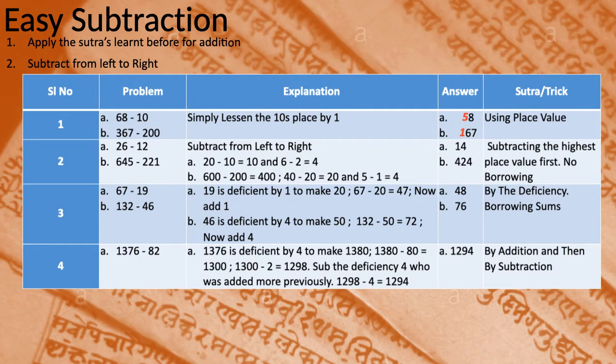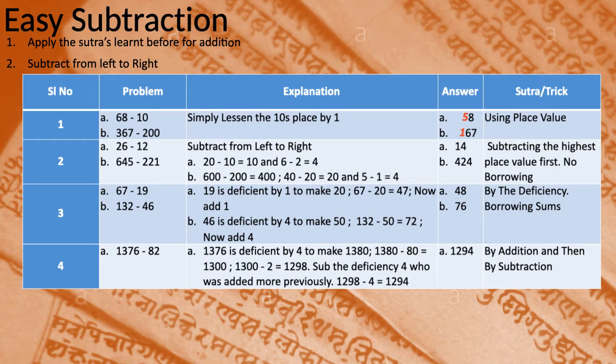Now take out 80. It happens to be 1300, right? And we have to take out 2 more, because we have to take out 82 and we had just taken out 80. It becomes 1298. Now remember the 4 that we had added to 1376. We have to take that out as well. Now the answer becomes 1294. The trick that we used here is we first added and then we subtracted that number, the trick of addition and then subtraction.